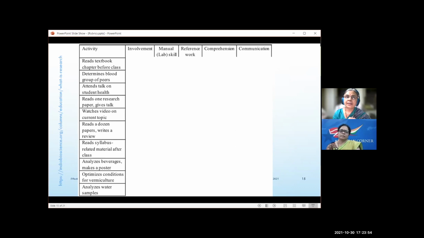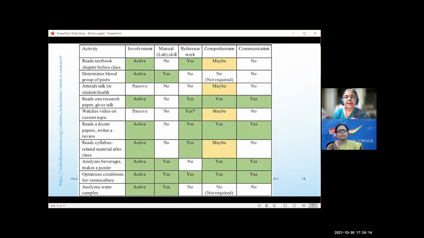It might require some thinking on their own part to derive a good conclusion out of their work, right? And I also need the student to communicate. So if I make this rubric, and now I have all these different activities which different students have done, then I can put it like this, right?